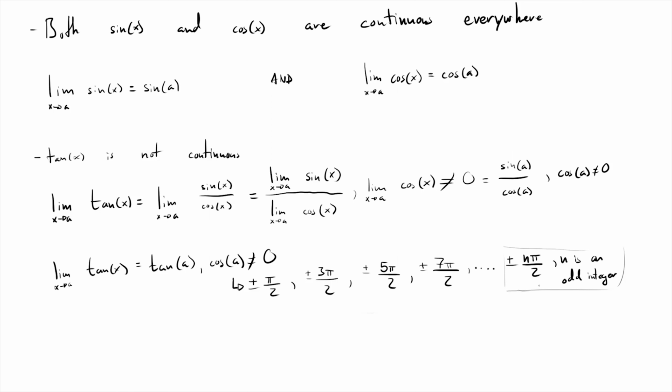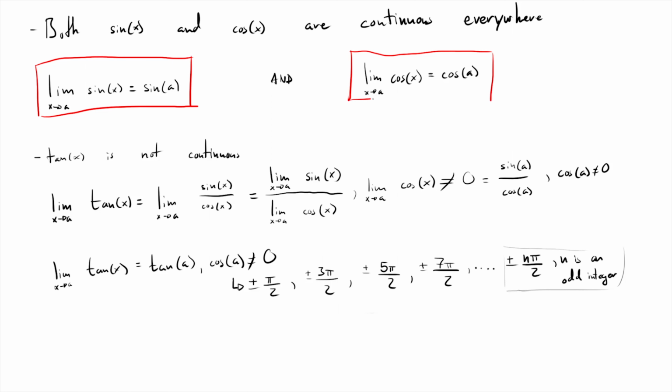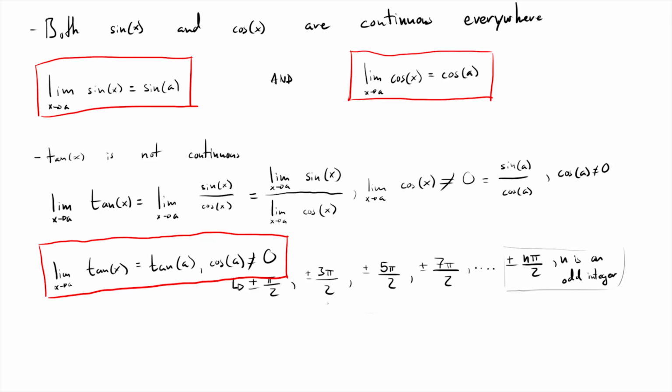So these are our three kind of basic limits that we have to deal with. Okay, so we have this limit, which is the limit as x approaches a of sine of x, and that's just equal to sine of a. We have the limit as x approaches a of cosine of x, and that's just equal to cosine of a. And then finally, we have the limit as x approaches a of tan x, and that is equal to tan of a, with the given kind of caveat that cosine of a cannot equal 0.